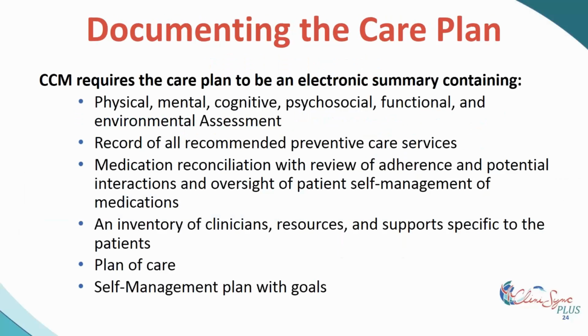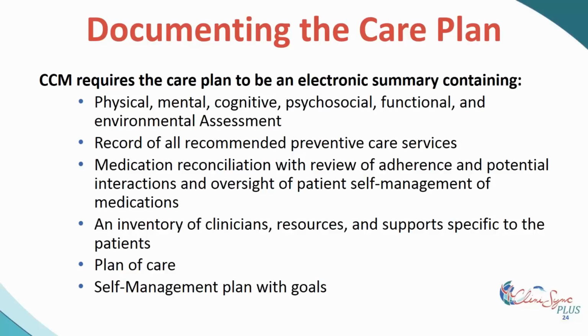Now we're going to shift and talk about documenting the care plan. Chronic care management does require that the care plan be electronic and contain an assessment of the patient's physical, mental, cognitive, psychosocial, functional, and environmental aspects. You need to record all the recommended preventive care services that you've prescribed for that patient. You have to document the complete MedRec with a review of adherence and potential interactions and oversight of the patient's self-management program for their medications.